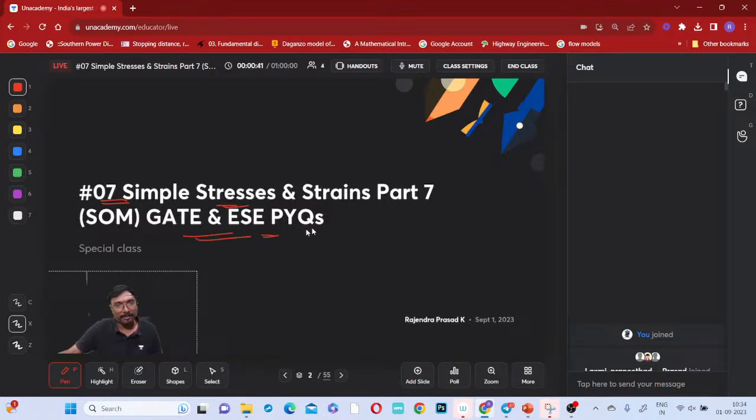These are the GATE and ESE PYQs. At present we are doing the ESE PYQs, and we'll continue until the ESE PYQs finish off, and after that we'll go for the GATE PYQs of this first chapter. So chapter by chapter, GATE PYQs as well as ESE PYQs, we'll see together.